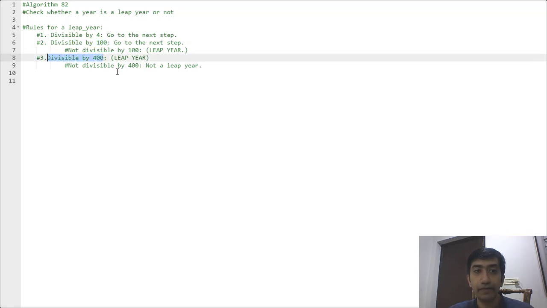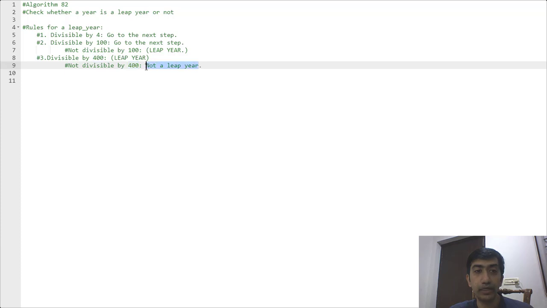If it is divisible by 400, it is a leap year. However, if it is not divisible by 400, it is not a leap year. However, in step number 2, if the year was not divisible by 100, we don't go to the third step, we declare it as a leap year.